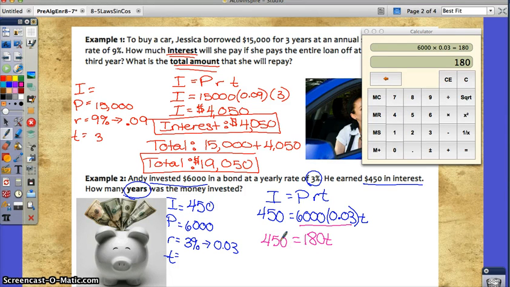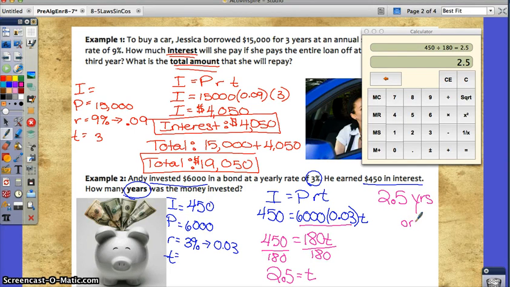Now, to solve for t, isolate your variable, so divide or undo what's being done. So divide by 180. And we see 2.5. So we know that the time is going to be 2.5, and time is always in years.